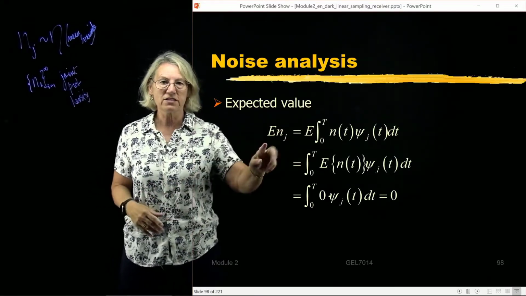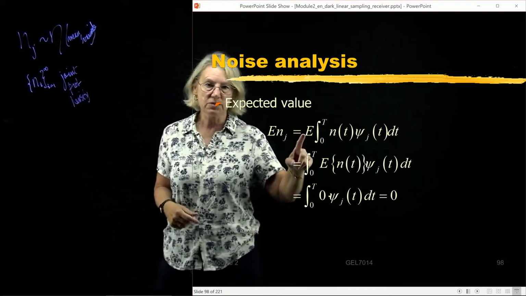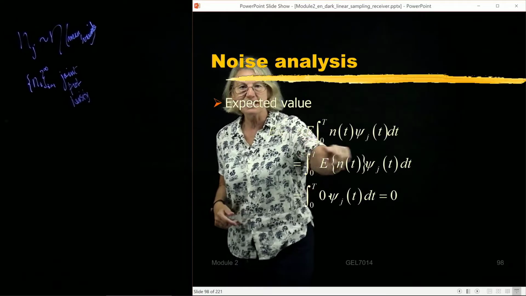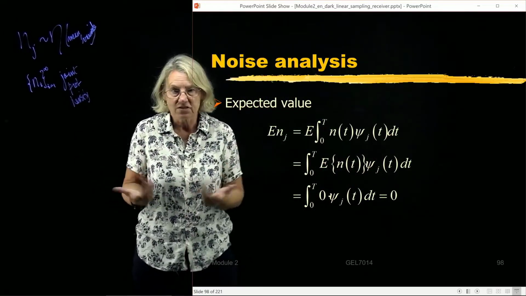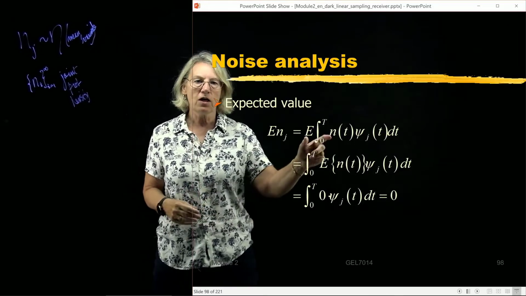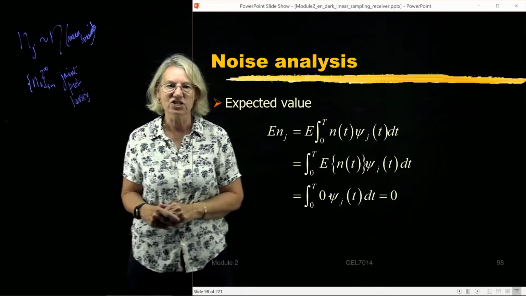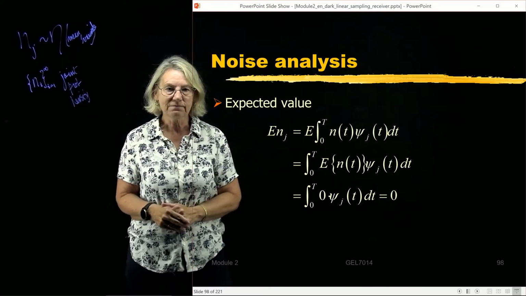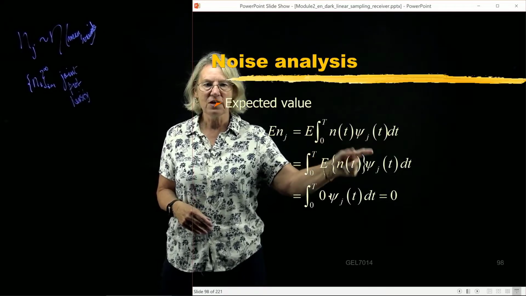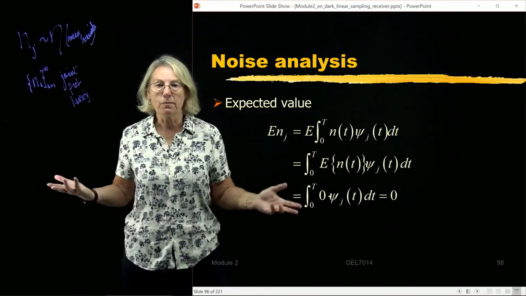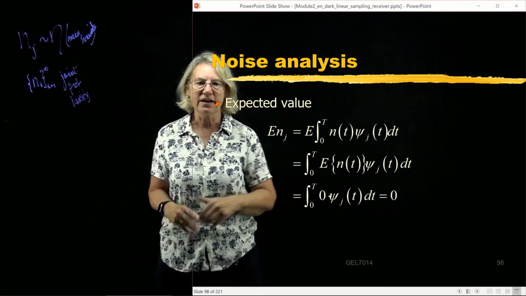So what is the expected value of one of these elements of the vector? It's the expected value, and here's the definition. It's the integral, which is the inner product of the random process and the basis vector. First of all, I can interchange the order of the expectation and the integration. And once I take the expectation inside the integration, the basis vector is deterministic. There's nothing random about it. So it's really just the expected value of n of t.